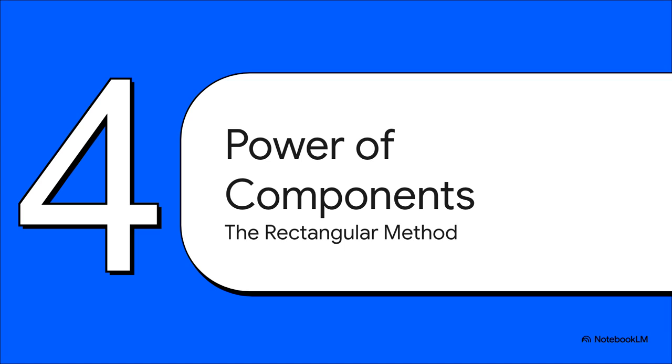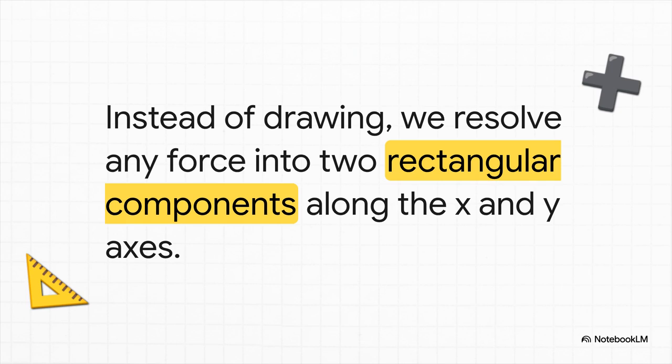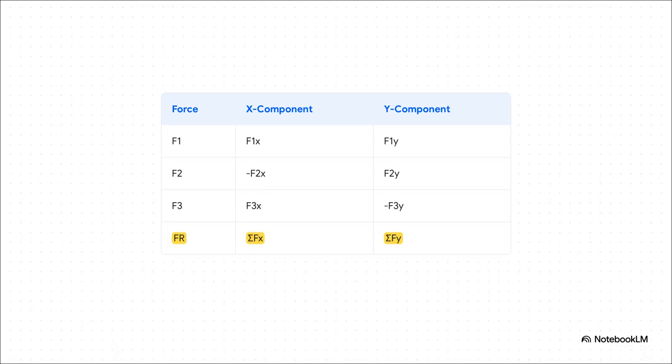And this is what engineers actually use. And the idea is honestly, it's brilliant. Instead of dealing with all these weird angled forces, we just break them down. We resolve every single force into its simple up, down, and left-right parts. We call these rectangular components. It's exactly like giving directions. Instead of saying, go 5 miles northeast, you just say, go 3 miles east, then 4 miles north. So much easier to add up, right? And this table, this just shows you how powerful that is.